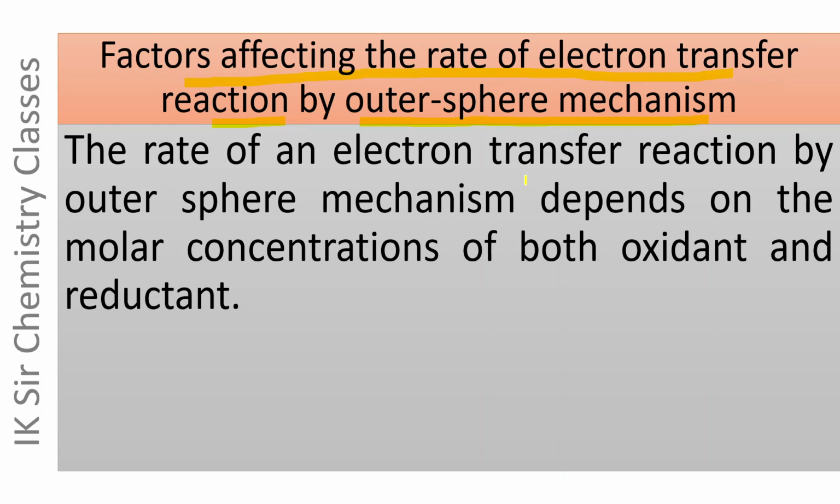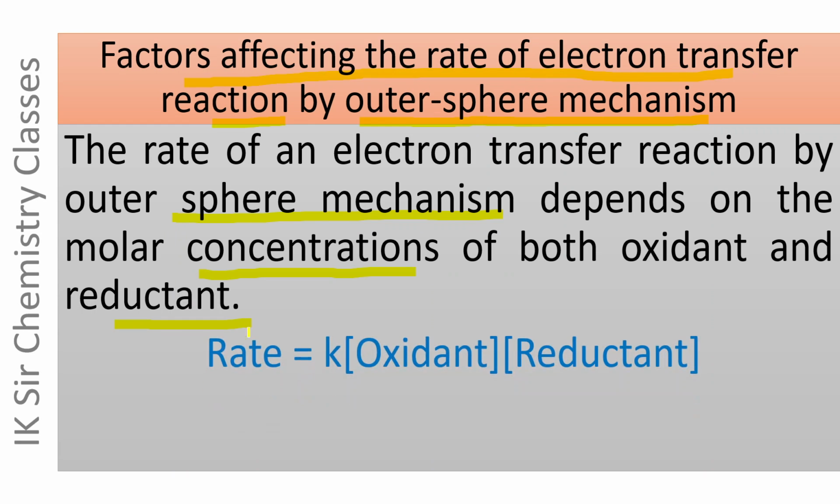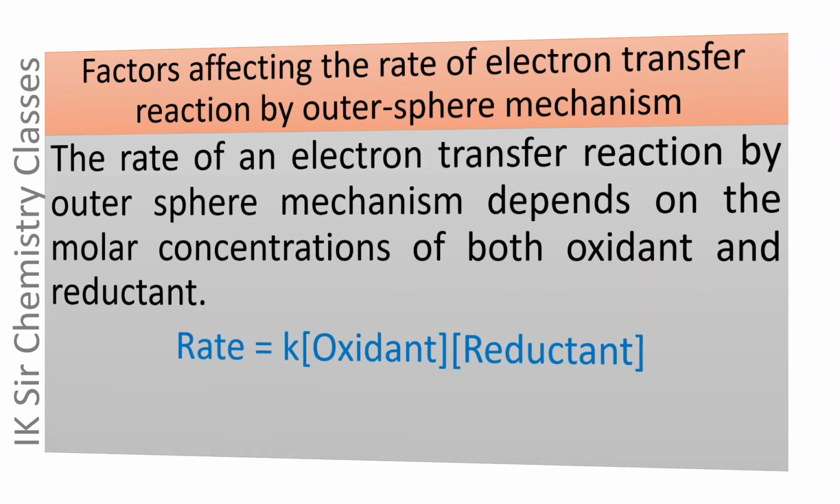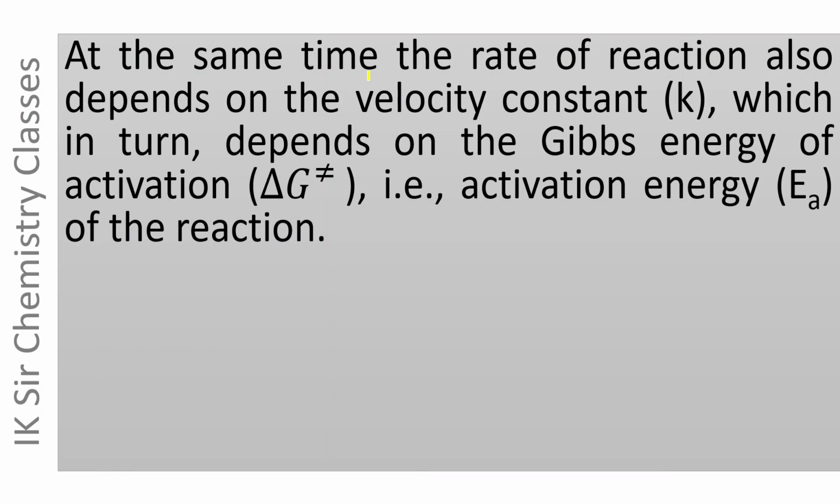The rate of an electron transfer reaction by outer sphere mechanism depends on the molar concentrations of both oxidant and reductant as follows. Rate is equal to K into molar concentration of oxidant into molar concentration of reductant. At the same time, the rate also depends upon K. The rate of reaction also depends on the velocity constant K, which in turn depends on the Gibbs energy of activation, delta G‡, that is the activation energy, that is Ea of the reaction.